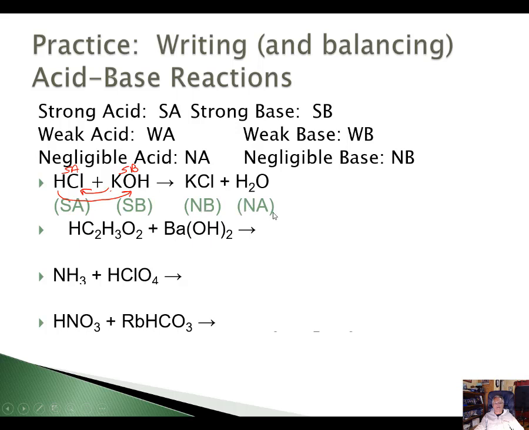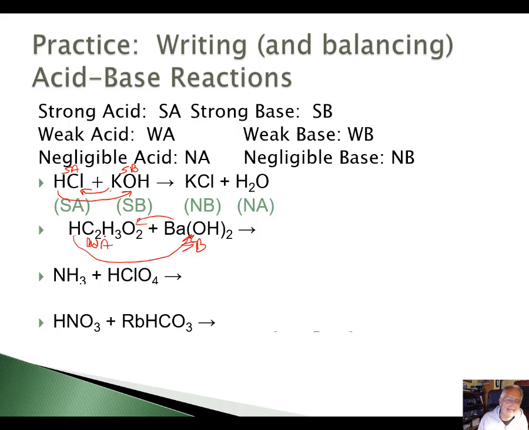Neutral base, neutral acid. Here is a weak acid, this is acetic acid, and a strong base, barium hydroxide. They're going to swap partners. You're going to get barium acetate, and hydrogen and hydroxide are going to get together to make water.